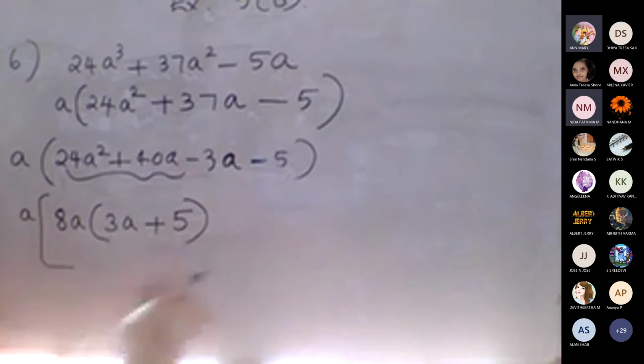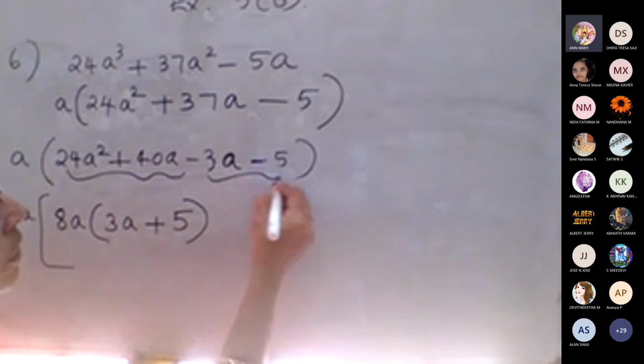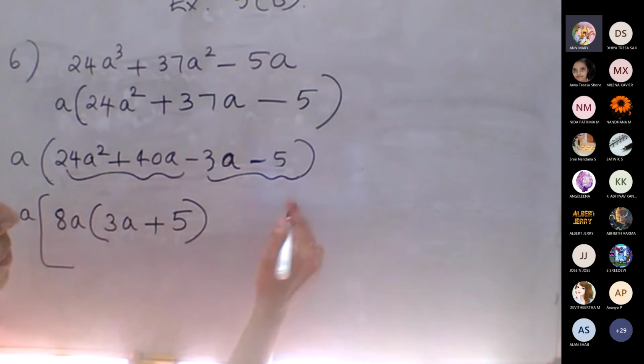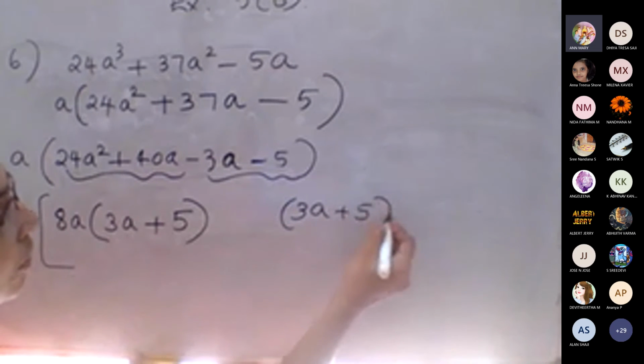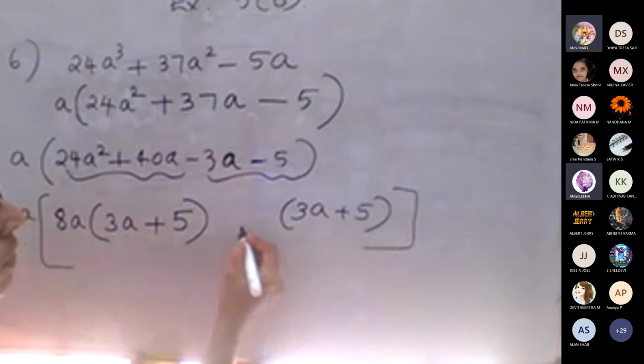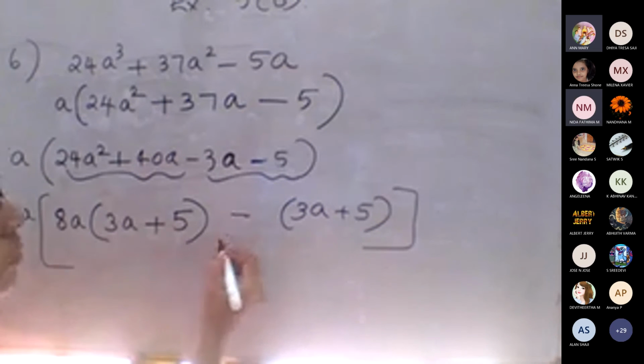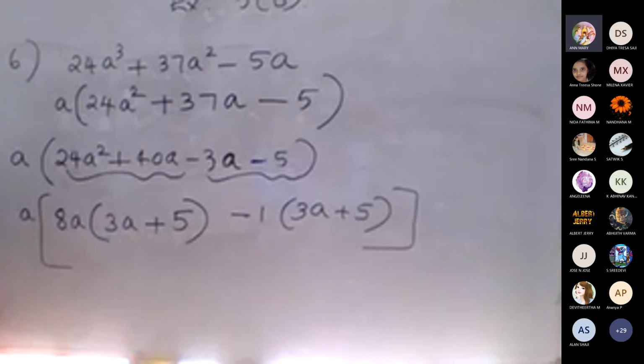Okay. Yes, ma'am. What do we do next? We have to do it with this, no? We have to get 3a plus 5 within brackets. So which one do we have to take common? Negative 1. Now this is okay? Yes, ma'am.